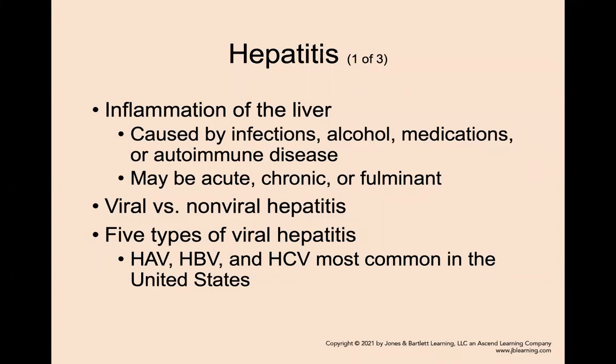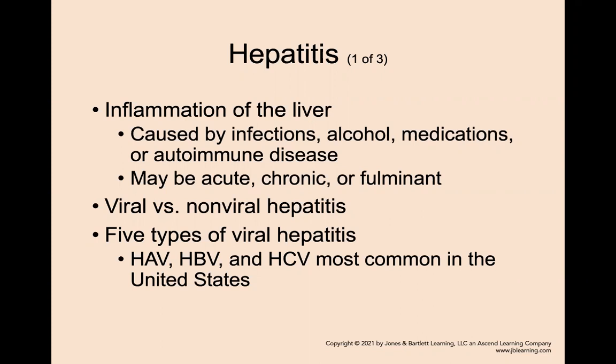We're going to continue with Chapter 9, gastrointestinal function. We're going to pick up with disorders of the liver, starting with hepatitis. Hepatitis is an inflammation of the liver that is caused by infections, alcohol, medications, or autoimmune diseases. It may be acute, chronic, or fulminant. Sometimes it is viral, sometimes it's non-viral.